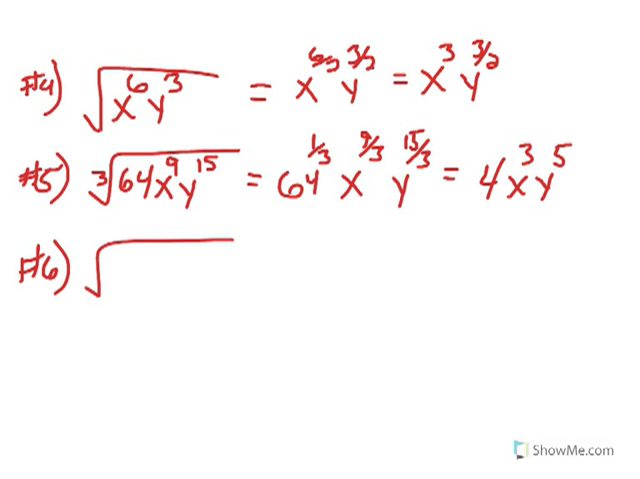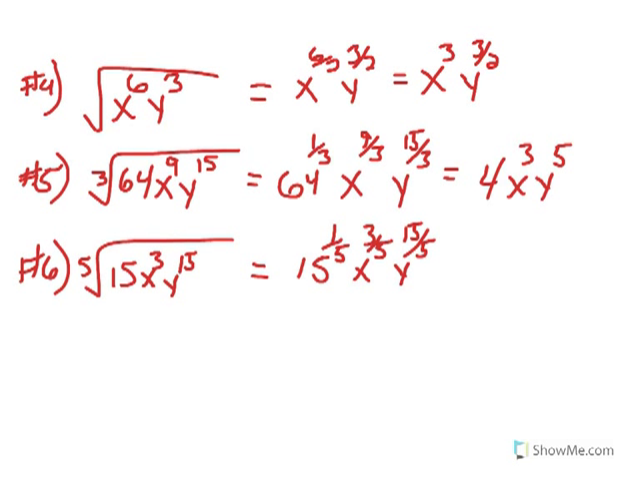Number 6, we have the 5th root of 15 x cubed y to the 15th. That's going to be 15 to the 1/5 times x to the 3/5 times y to the 15/5. This last fraction reduces, none of the other ones do. So we get 15 to the 1/5, x to the 3/5, and y cubed.